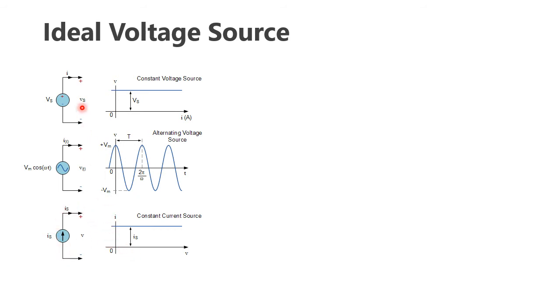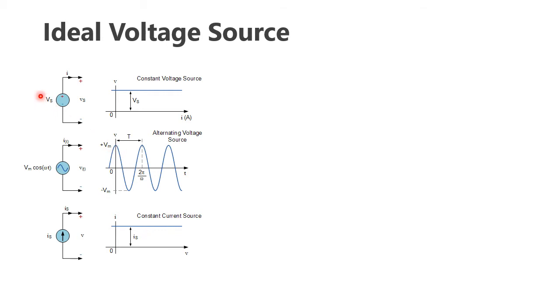Here is the constant voltage source, and the last one is the constant current source. What is the difference between these two elements? Here, for all values of I, the V is not changing. The V will never change. It will be constant. But for this constant current source, for all values of V, the terminal voltage, the current will never vary. The current will be a constant value.